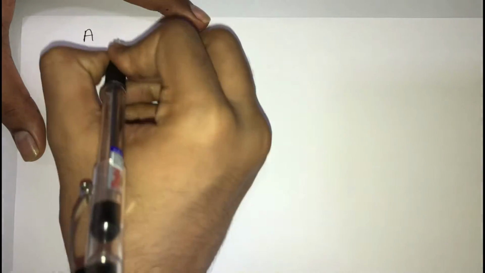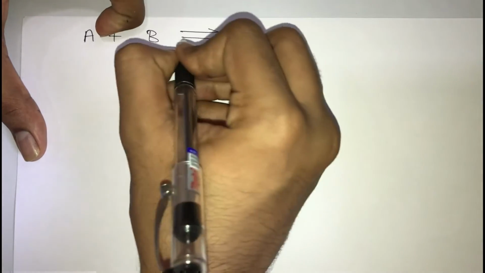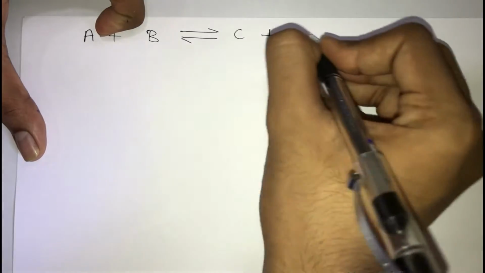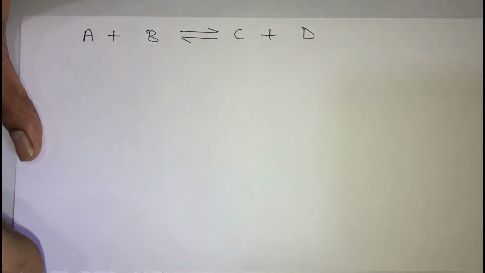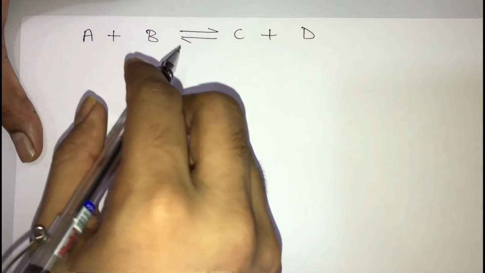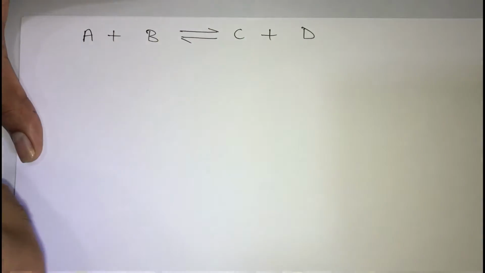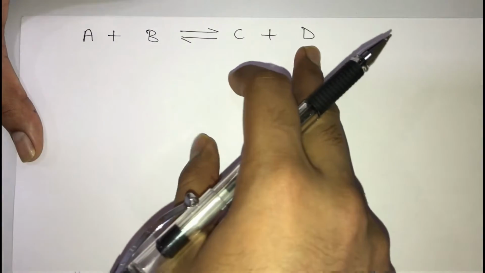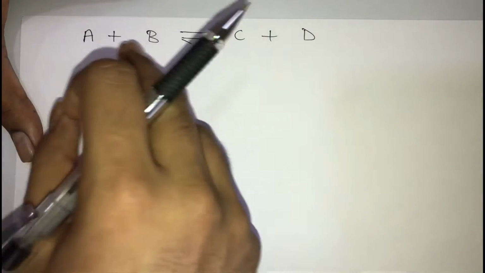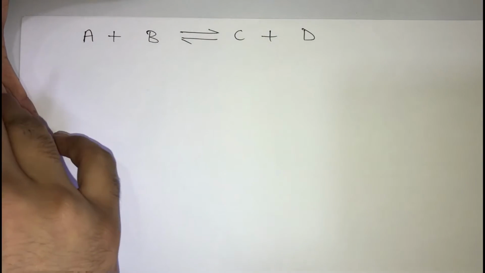So guys, first of all, let us consider a reversible reaction where A reacts with B to give us C plus D. Since it is a reversible reaction, it is obvious that A will react with B to give us C and D, and C will react with D to give us A and B back.